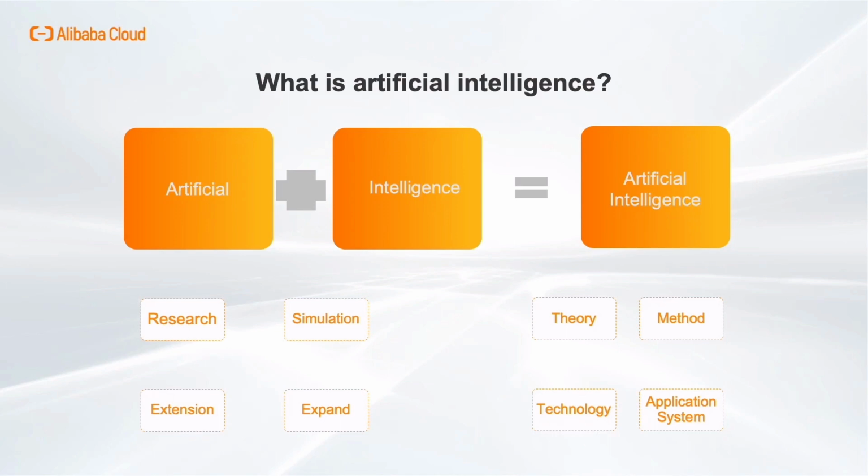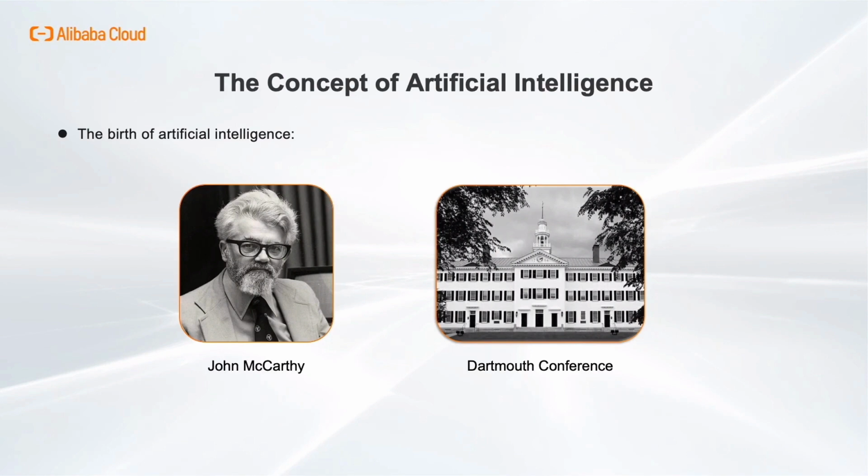The concept of artificial intelligence was born in 1956 by John McCarthy and several other researchers at the Dartmouth Conference. The proposal of the meeting stated: we propose that a 2-month, 10-man study of artificial intelligence be carried out during the summer of 1956 at Dartmouth College in Hanover, New Hampshire.